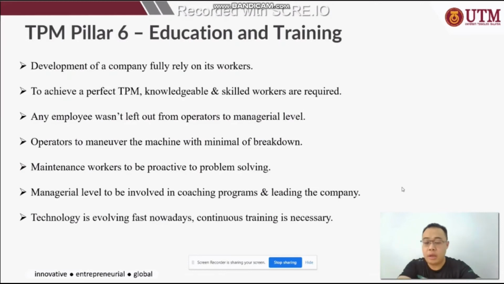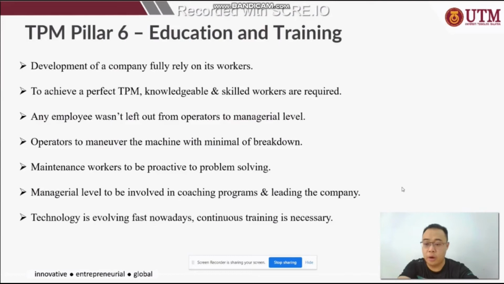Next, I'm going to continue with pillar number 6, education and training. Human resource is very important for a company, as the development of a company fully relies on its workers. Hence, to achieve a perfect TPM, knowledgeable and skilled workers are required. Hence, education and training play a very important role in hitting the goal. This is not only for certain levels of employees like the executive level, but for all levels from operators to managerial level.